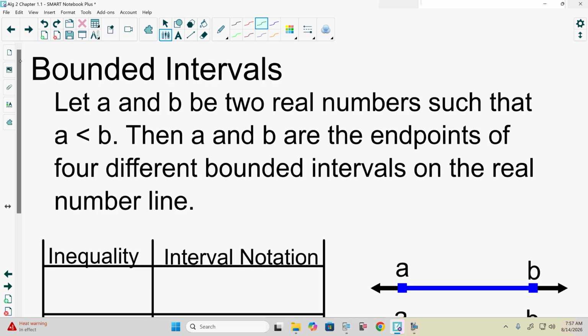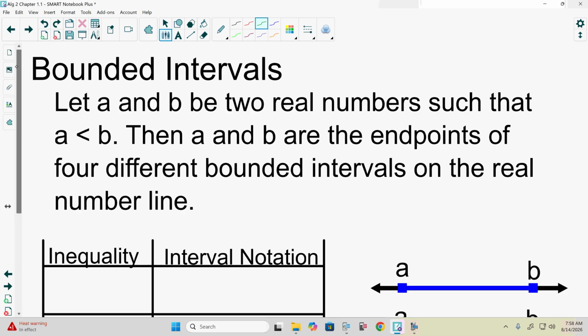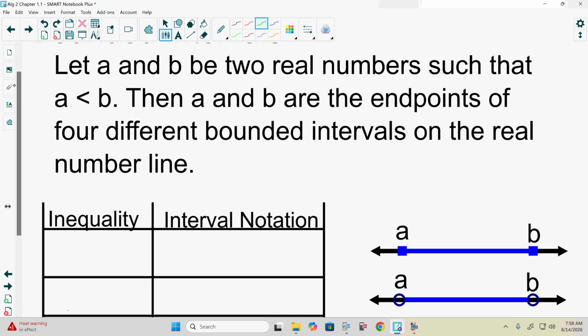Now, there's two types of intervals, bounded and unbounded. So, bounded intervals are specified by having two specific endpoints. They have a start and end to them. There's two places that we don't go past. Now, we have all these words on this page. Let A and B be two real numbers such that A is less than B. Then A and B are the endpoints of four different bounded intervals on the real number line.